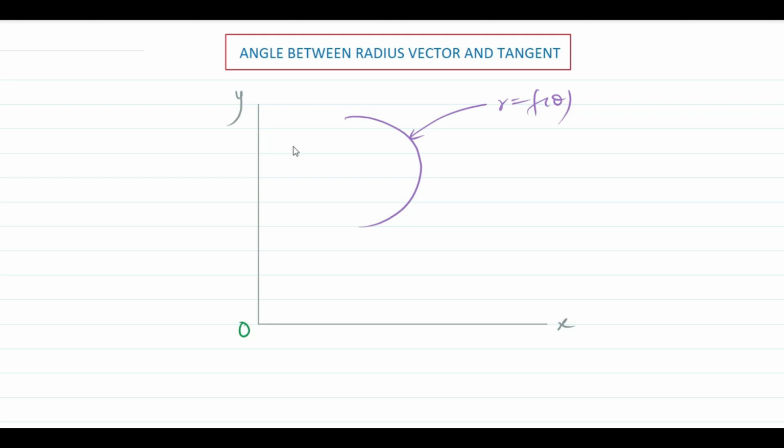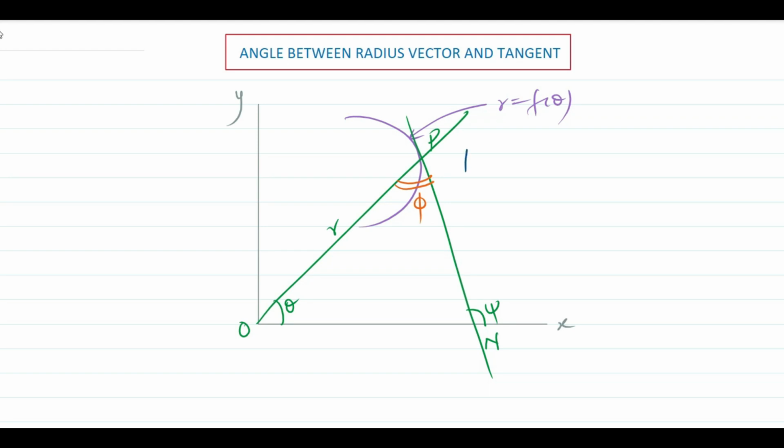So taking O as the origin, OP is the radius vector which makes an angle theta with the x-axis, and PN is the tangent vector which makes an angle psi with the x-axis. Now we need to derive a relation for the angle between the radius vector OP and the tangent. We will denote that as angle phi. So here P is the point with polar coordinates r comma theta and Cartesian coordinates x comma y.